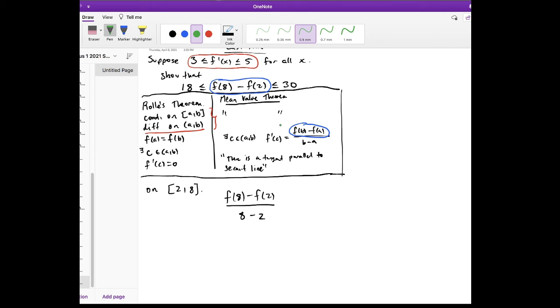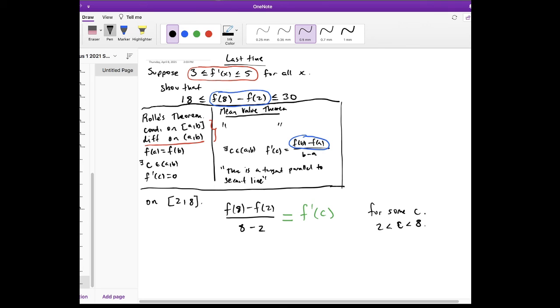Well, let's look at the mean value theorem, right? Here was the slope of the secant line, f of b minus f of a over b minus a. And this is equal to some derivative inside 2 comma 8. So for some c, where c is between 2 and 8. Okay, so just tell me, what do you know about f prime of c? What value must f prime of c be, or in between?